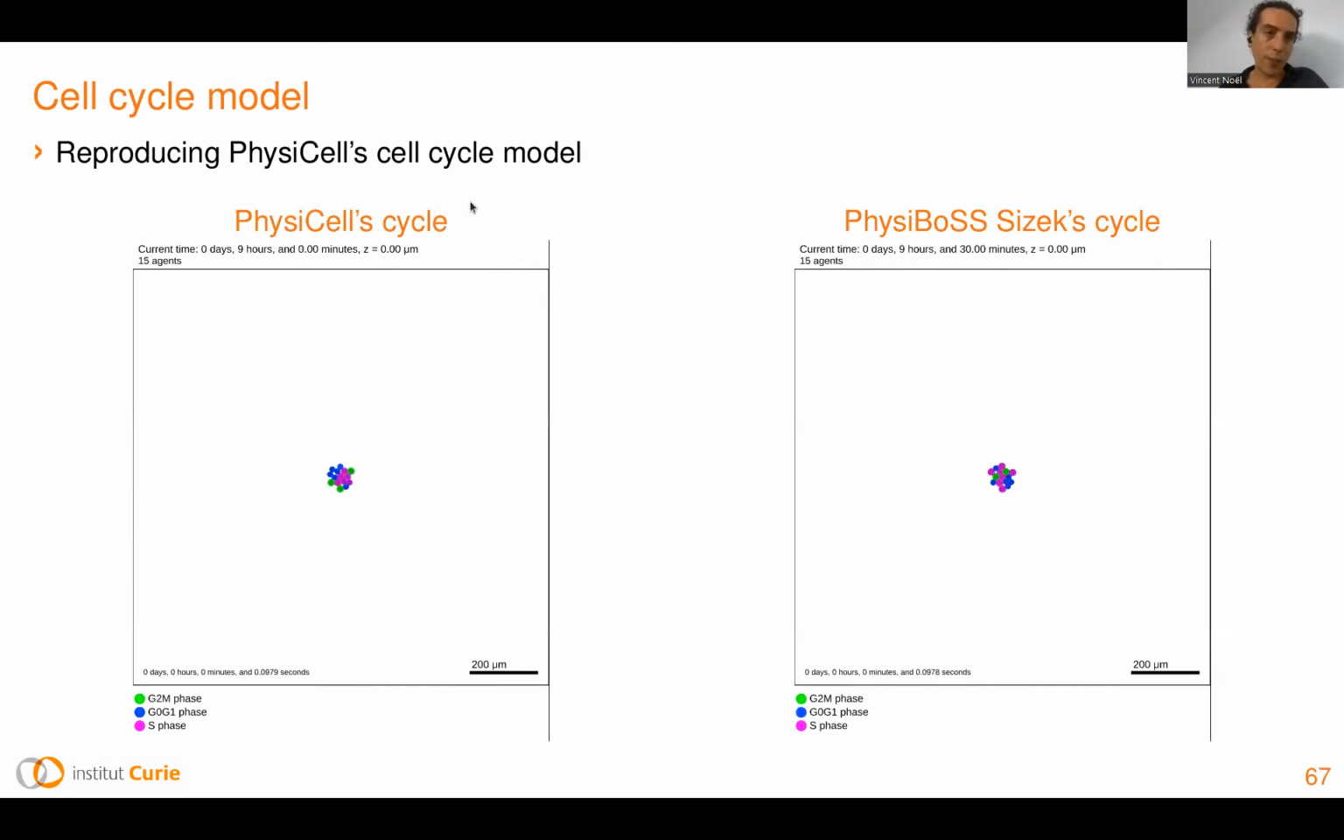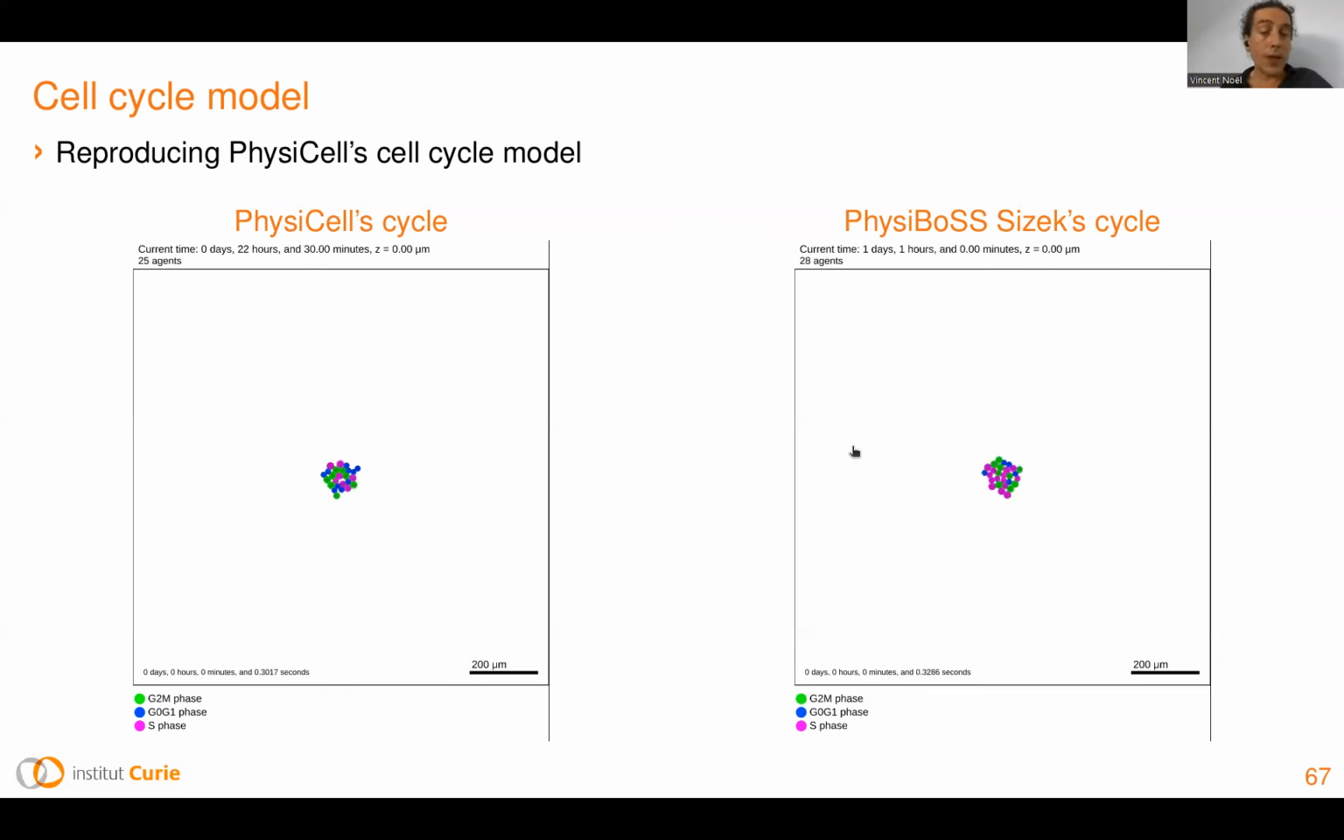And so here you can compare on the left the PhysiCell normal cell cycle, and on the right the PhysiBoSS Cizek cell cycle. And you can see that we have more or less the same speeds of growth of this population. And you can look at the different phases for each cell, if they are in S, G0, G1, G2M. And also you can have the red cells which are apoptotic in the PhysiBoSS model.